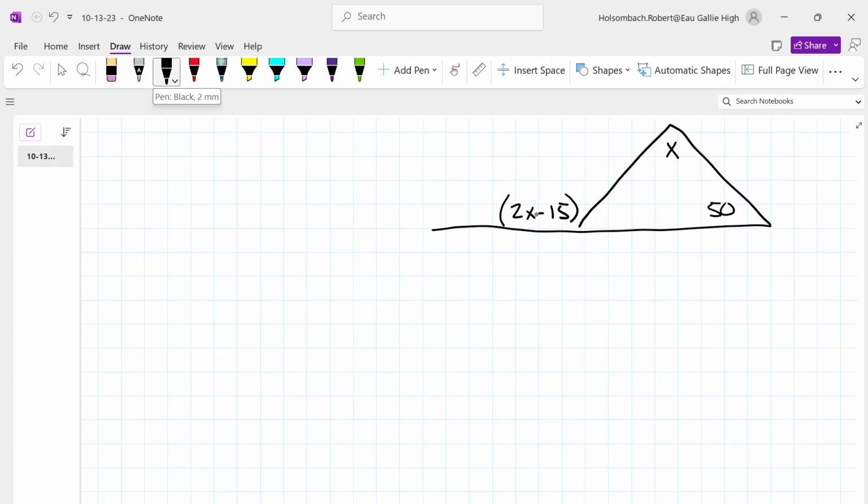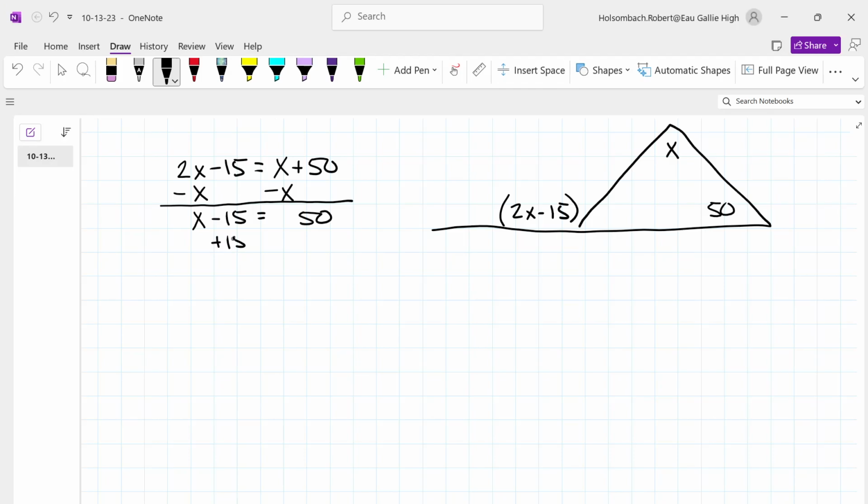So like we just said, the exterior angle is equal to the sum of its remote interior angles. So we can solve for x. Subtract x from each side. We get an x minus 15, that's equal to 50. Can add 15 to each side. So we get an x that's equal to 65.